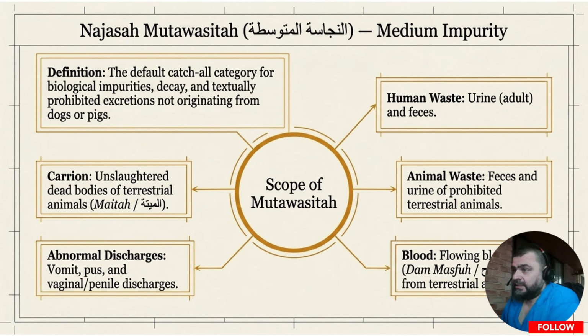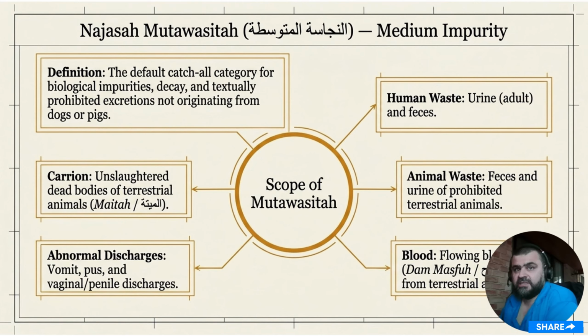Similarly, the various types of abnormal discharges from the human body, like vomit, pus, and certain types of other discharges from the reproductive organs come into this category as well. Human waste comes in this, animal waste comes in this, and flowing blood comes into this category as well. So that's najasa mutawassita, and if it falls on something, that object can be purified, that subject can be cleaned.